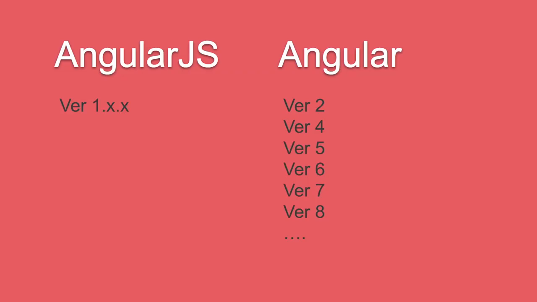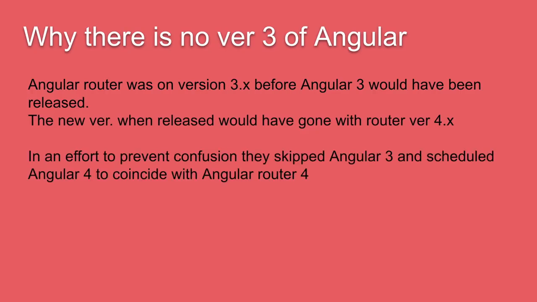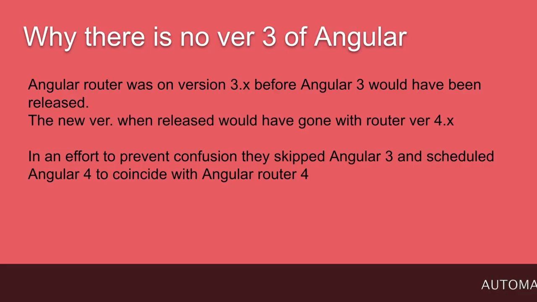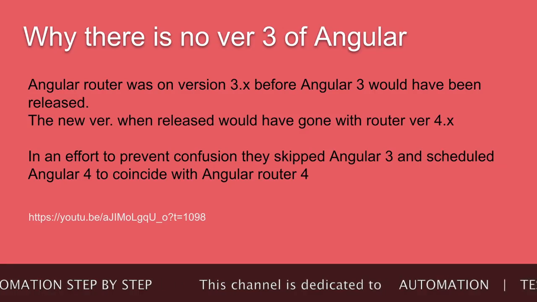Here also, if you see, in Angular you will not see version 3. After version 2 we have version 4, and that is because of the compatibility issue with the router. The Angular router was on version 3 even before Angular 3 would have been released, and the next release would make the router on version 4, and therefore it was decided to skip the Angular 3 version and we went with Angular 4. Now in case you need more information on this, there is a link for this YouTube video.